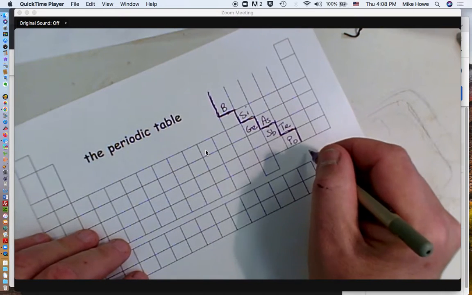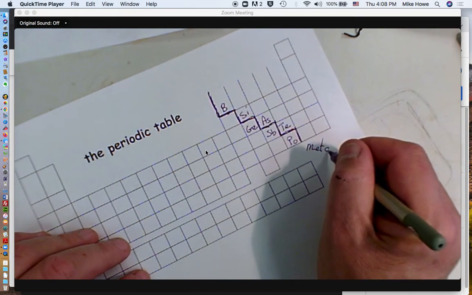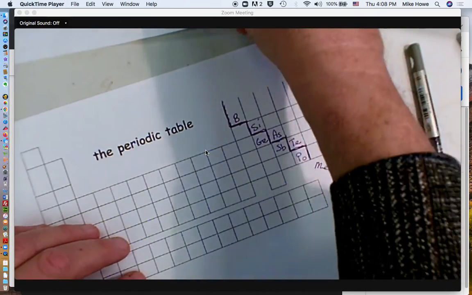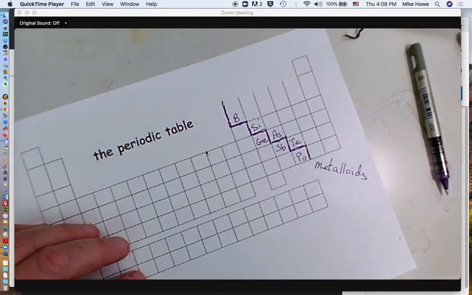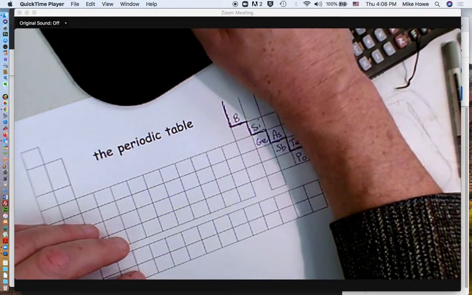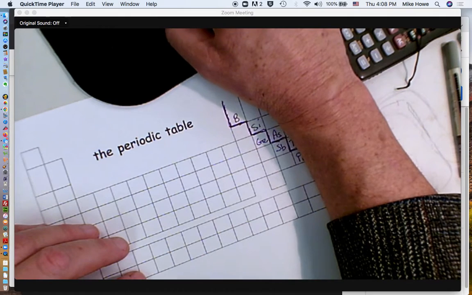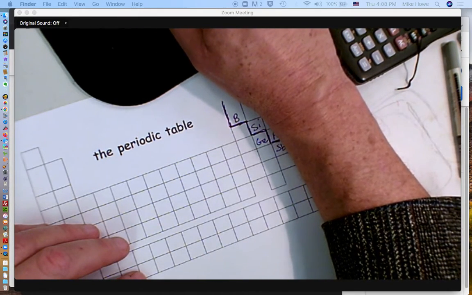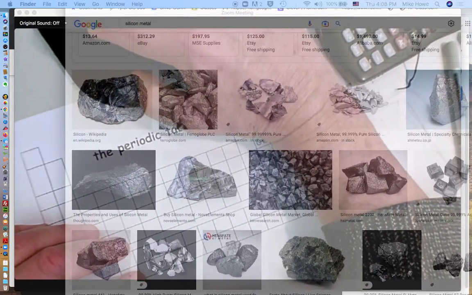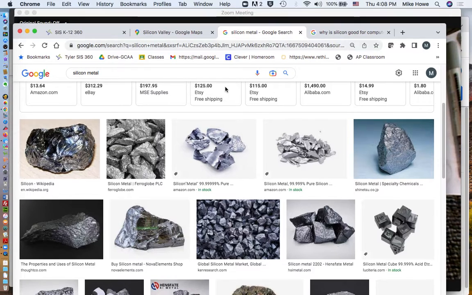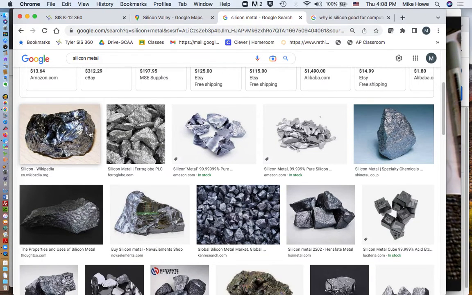So these guys have a special name. They are called the metalloids. So what metalloids do is they act like metals, but they also act like non-metals. And I thought I'd show you a picture of the most famous one, perhaps. And that's probably silicon. So this is what silicon would look like. You see how it's kind of shiny, but yet if you hit it with a hammer, it just shatters like this.